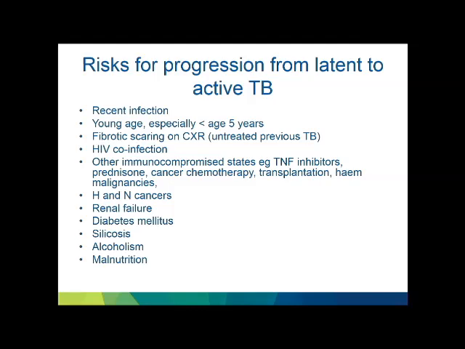We don't have a laboratory test that tells us which people who have latent TB are going to progress to active TB. But we do know some risk factors. Recent infection, age less than 5 years, people who have fibrotic scars on their chest X-ray, which is indicative of previous but untreated TB, HIV co-infection and other immunosuppressed states is on the slide.